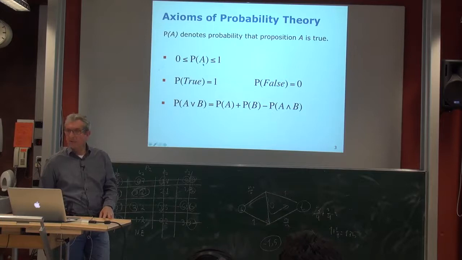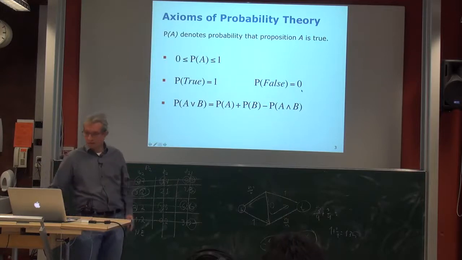And if this statement A is exactly the constant true, a true statement, then we assign the value 1 to it, and if the statement is exactly false, then we assign the probability 0 to it.